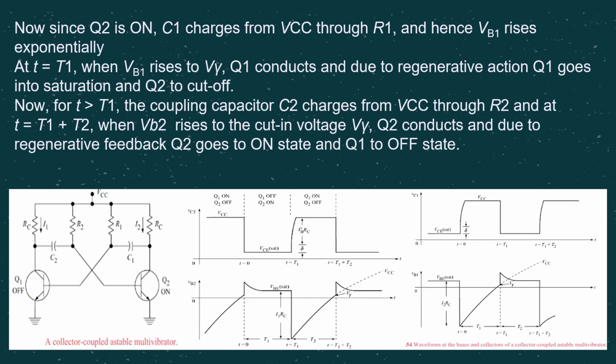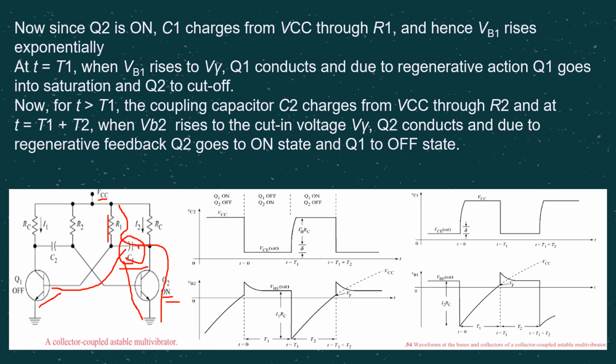Now since Q2 is on, so this is off, this is on. So capacitor C1 starts charging through this path. It is charging towards VCC through R1 and the on transistor. The potential across capacitor C1 increases exponentially. This capacitor voltage is connected to the base of transistor Q1, so VB1 also rises exponentially.